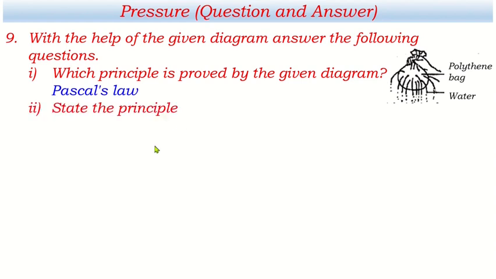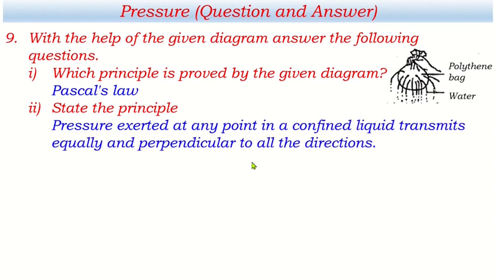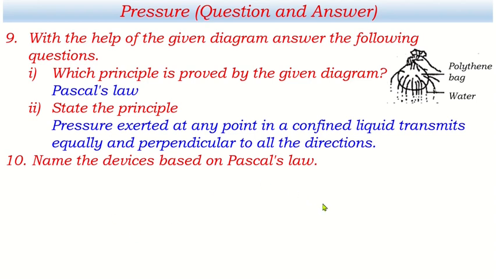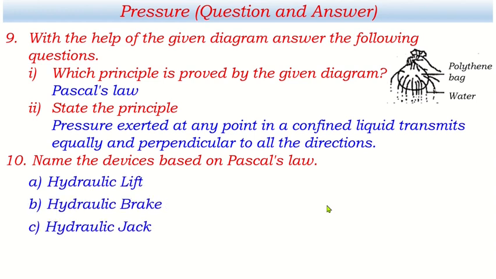Now second question, state the principle. Now we are going to write Pascal's law. Pressure exerted at any point in a confined liquid transmits equally and perpendicular to all the directions. Let's have another question. Name the device based on Pascal's law. There are many devices. They are hydraulic lift, hydraulic brake, hydraulic jack, hydraulic press. Now remember hydraulic. Hydraulic means it is related to water. It is hydraulic lift or brake or jack or press. All these devices are called hydraulic machine.